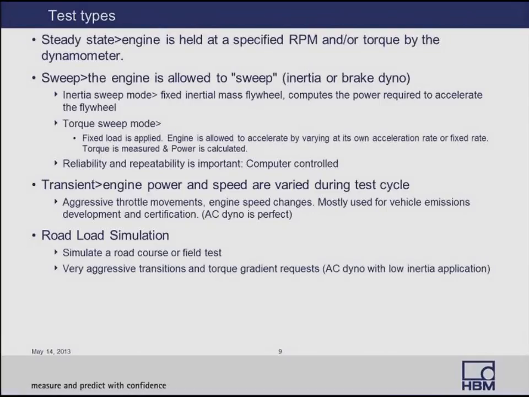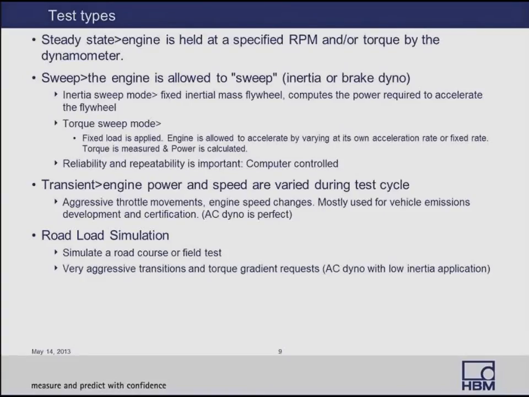So what are the test types performed in dyno testing? There's a steady state type, there's a sweep type, and there's a transient type, and the new type of dyno testing people are also doing nowadays is road load simulation. As expected, in a steady state type dyno, the engine is held at a specified RPM and/or torque by the dynamometer, whereas in a sweep type dyno, the engine is allowed to sweep. It could be inertia or a brake-based dyno. And in a transient type of application, the engine power and speeds are varied rapidly during the test cycle.